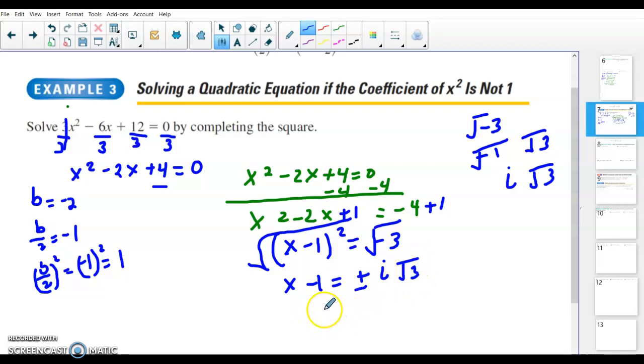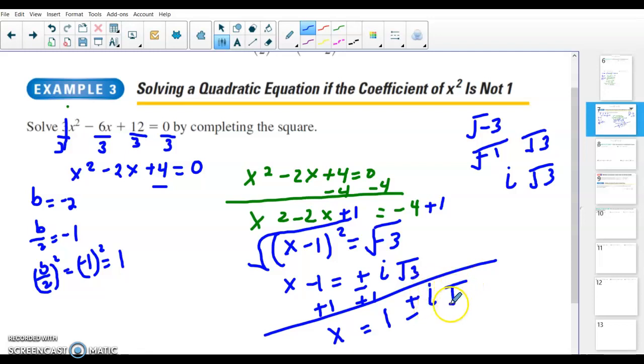I'm going to move the 1 over to the other side by adding 1 to both sides. And now we have what looks like sort of an ugly thing, but it really isn't. It's just we have a positive 1 plus or minus i square roots of 3. And there's our answer. So the only difference between this problem and the last problem that we did on the last video was we needed to divide all the way through by the leading coefficient. So you may have to deal with fractions.